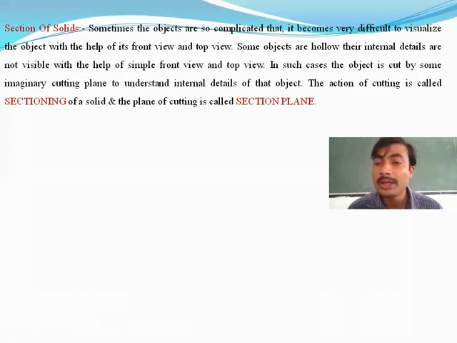The plane or the device with the help of which we cut the object is known as a section plane. The action of cutting is called a section. The plane which is used for cutting the object is known as a section plane.